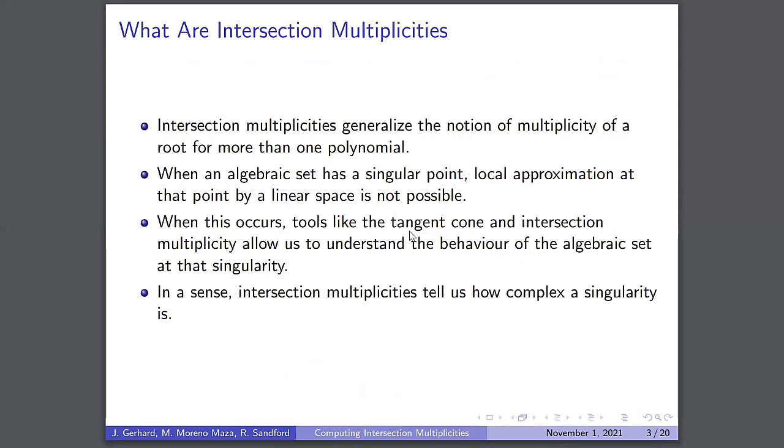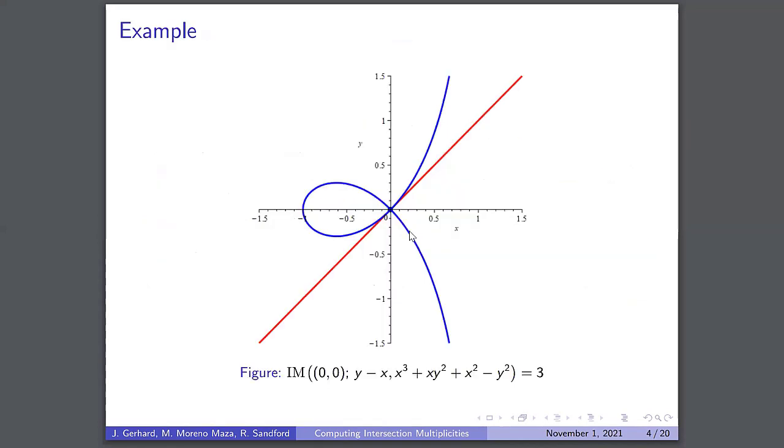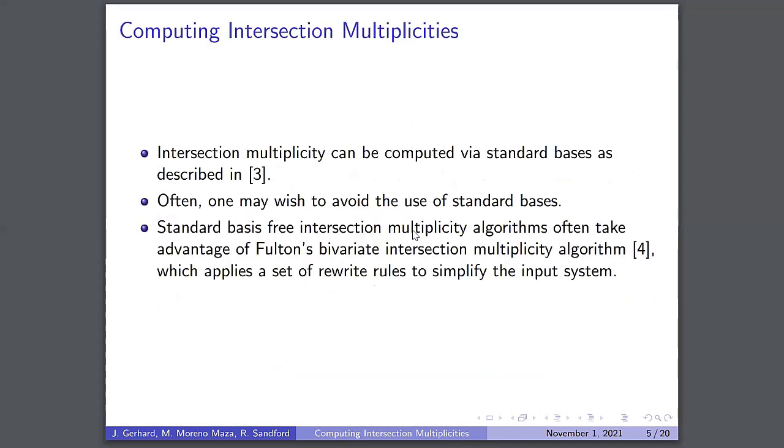So if that point was singular and you could not approximate it by, let's say, a tangent space, then tools like the tangent cone and intersection multiplicity help us understand the singularity, or in a sense, tell us how complex it is. So here we have an elliptic curve and a line. There's both a transverse and a tangential intersection, and this would have an intersection multiplicity of 3 in this case.